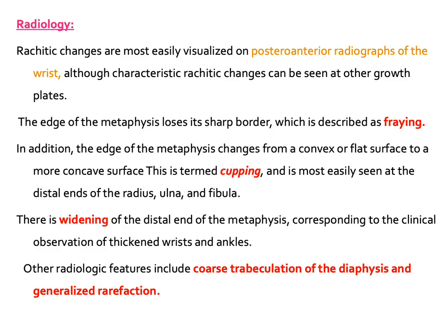There is widening of the distal end of the metaphysis, and this corresponds to the clinical observation of thickened wrist and ankles. Other radiological features include coarse trabeculation of the diaphysis and generalized rarefaction. So these are the signs which are seen in the X-ray of a child with rickets.